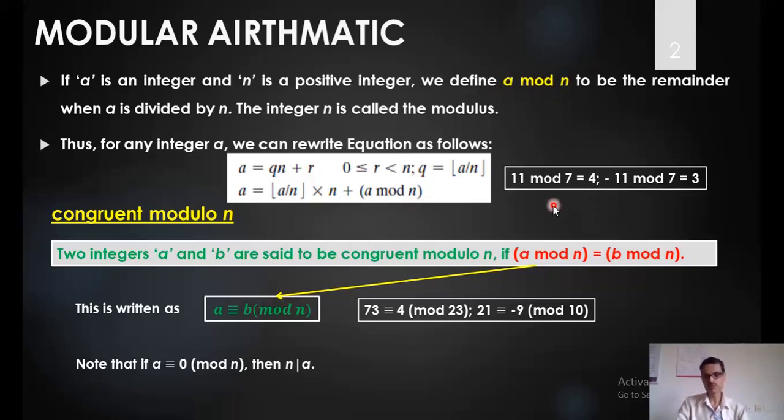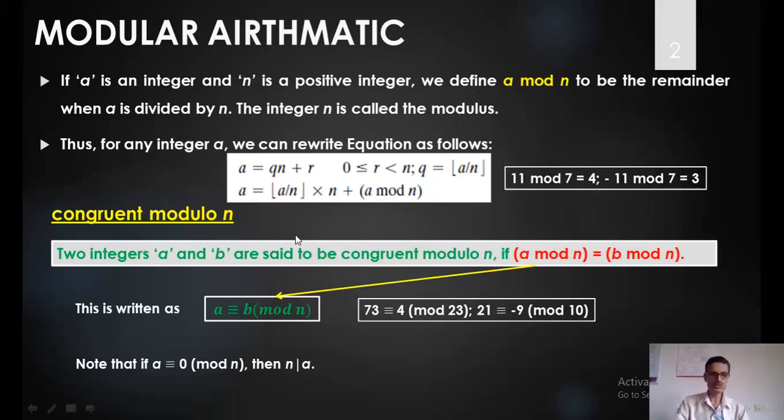Now just take an example over here. I have written 11 mod 7 which is equal to 4, because if I divide 11 by 7, the quotient is 1 and the remainder is 4. So the mod function will give you the answer 4. What about minus 11 mod 7? It's a negative number here, right? So how to divide this number? The quotient of this operation is minus 2, and the remainder is equal to 3.